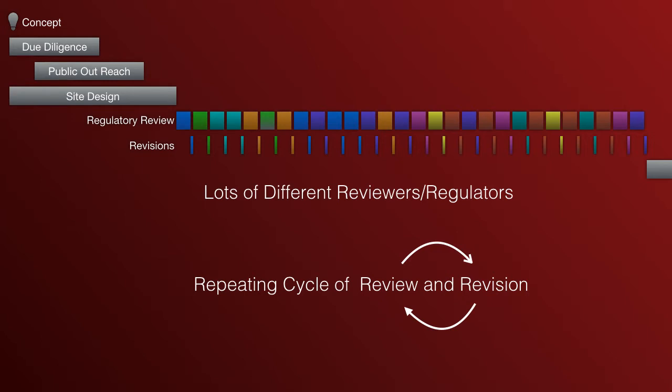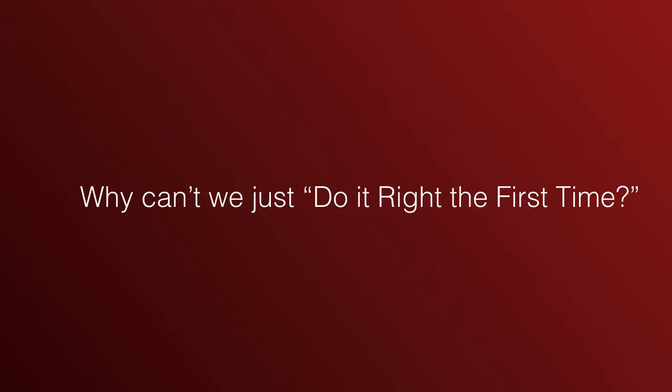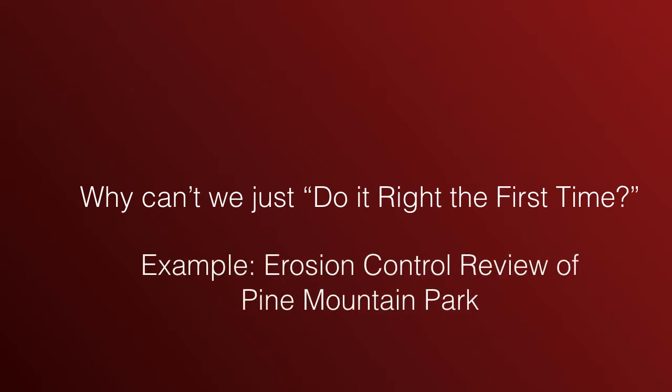So that kind of tends to lead to the question of why can't we just do it right the first time? Why can't we just get our plans so good that every single checkbox is satisfied on the very first review? To answer that seemingly simple question, I'd like to put ourselves in the shoes of the reviewer. In this case, the erosion control reviewer for a project I did 2 years ago called Pine Mountain Park that is currently under construction.